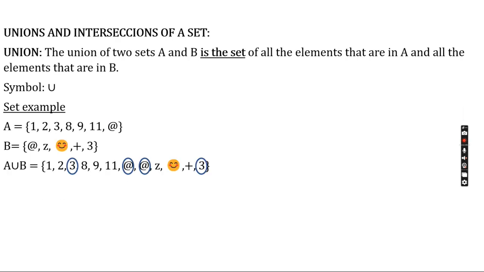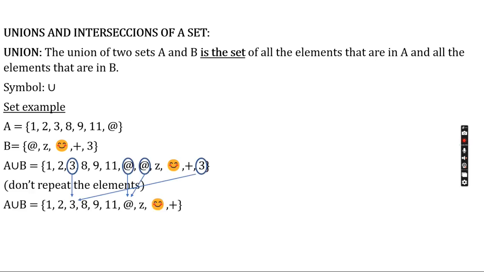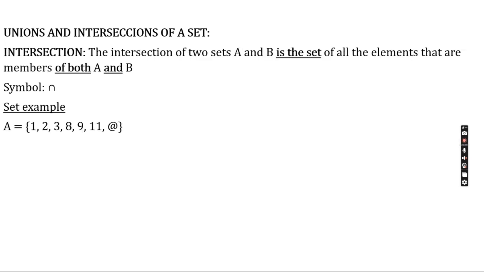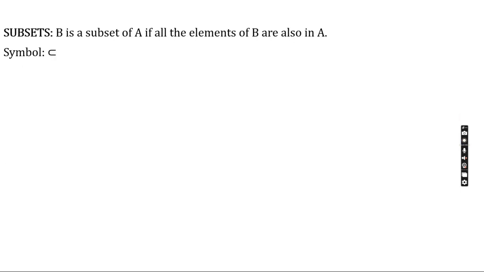Okay, so we have seen what a union is. In a union, you have all the elements of A and B, but you don't repeat them. The intersection is a new set with only the elements that are repeated. That's what they have in common.